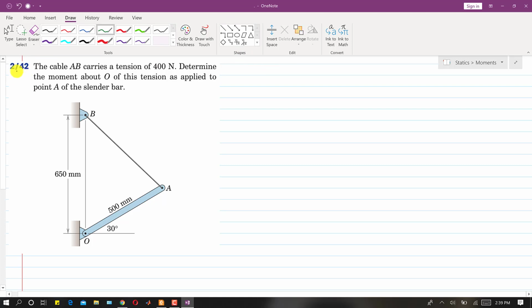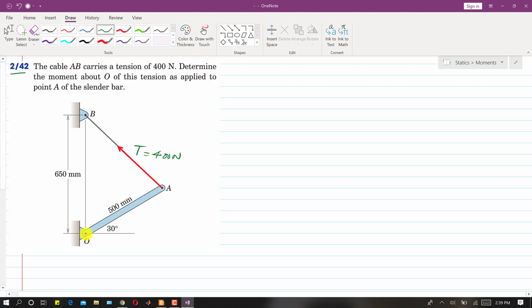Now the next problem is 2-42. In this problem it is said that the cable AB carries a tension of 400 newtons. So let me draw that tension. Let's suppose this is that tension, so this is tension equals 400 newtons, right? So this is given.